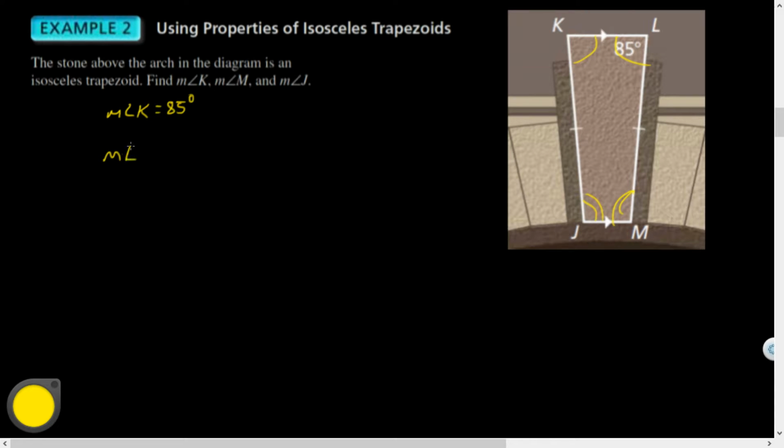So the measure of angle J is going to be, looks like 95 degrees, right? Because that plus that is 180. Good, right? So yeah, application of these, pretty straightforward.